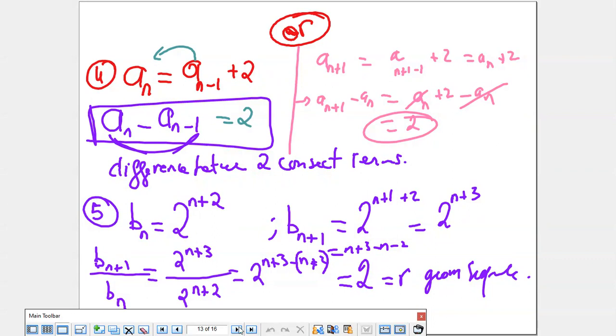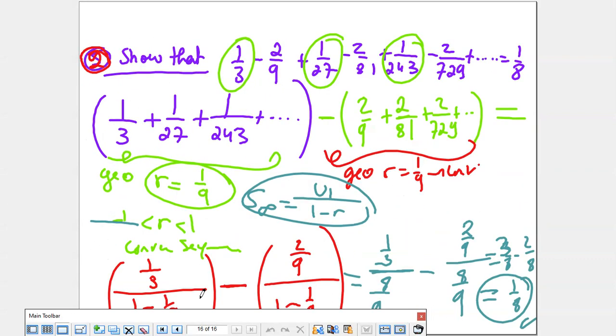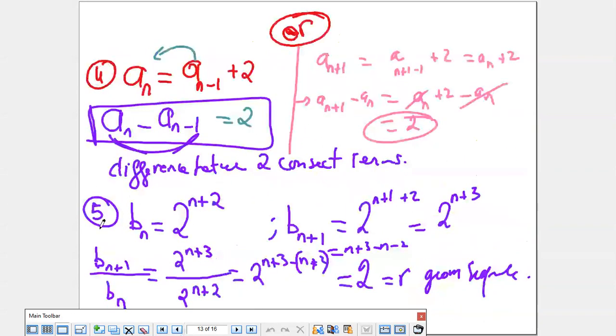For the example 5, let me see, do I still have much more? Anyway, the application, we can do it in the class. So let's do 5, for example. Bn is equal to 2 to the power n plus 1. If I want to find Bn plus 1, it's going to be 2 to the power 2n plus 1 plus 2, so 2n plus 3. If I do Bn plus 1 over Bn, and I subtract the exponents, I will get in the end 2. So 2 represents the ratio, so it's a geometric sequence.